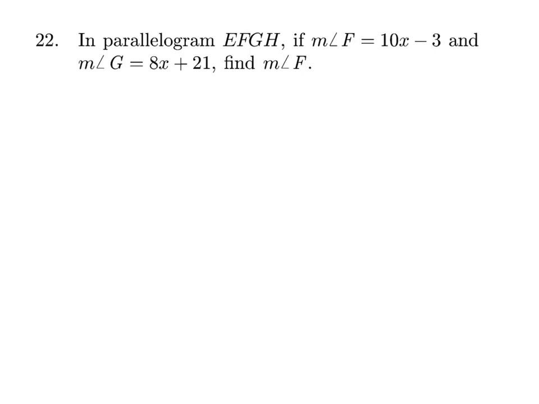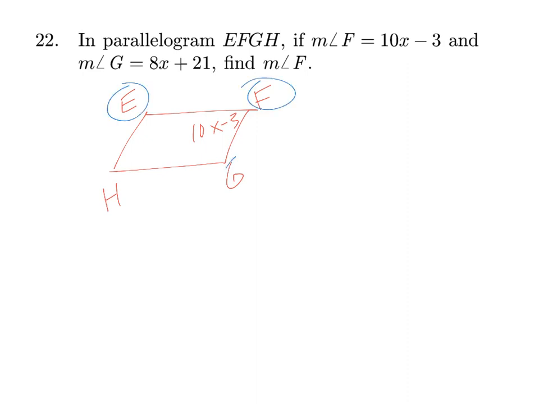In parallelogram EFGH, F is 10x minus 3. And one thing to take note of is that when you're labeling the diagram, walk around it. If you don't do that, you could easily throw off the whole problem. And G is 8x plus 21. They want to know what F is. Okay, so I know that these two angles combined, they're consecutive interior, they add up to 180.